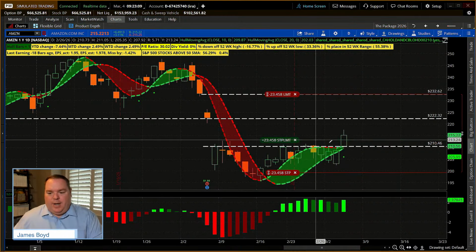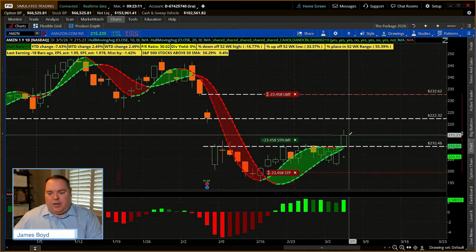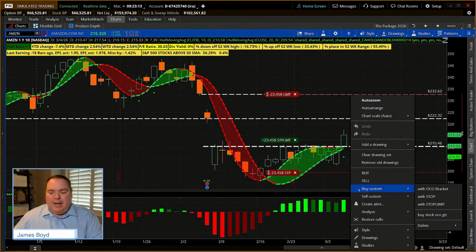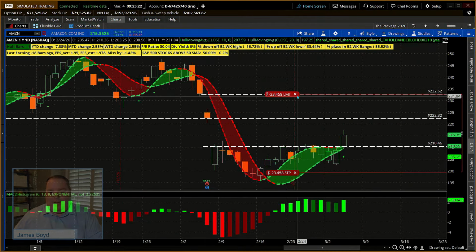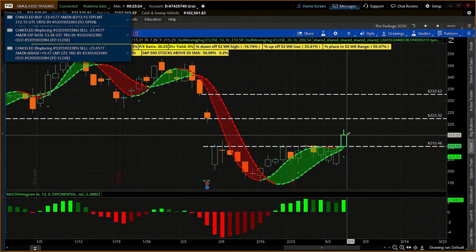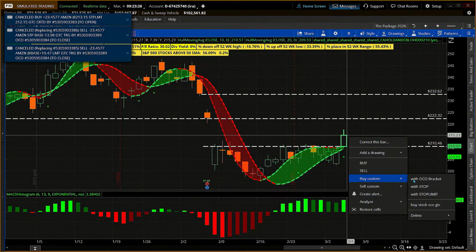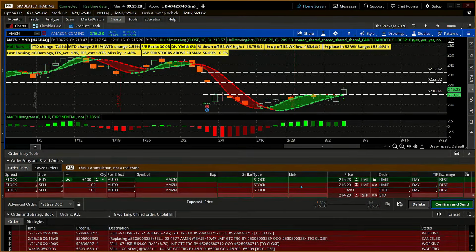And what I'm going to do is right click on that chart and go buy custom, and I'm going to go with OCO bracket. Okay. Now, let me just cancel this real quick. And when I right click right on that current price, buy custom with OCO bracket, we're going to try to do a buy limit order at the current price.